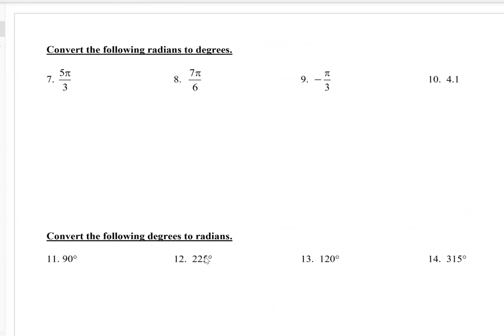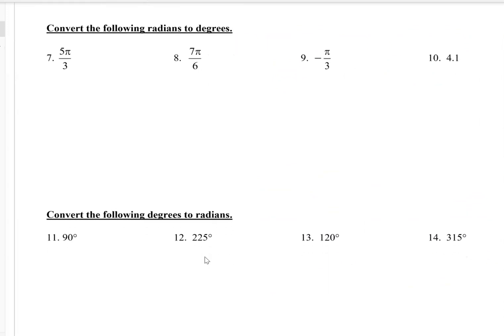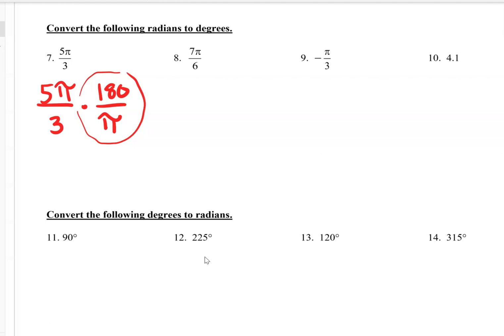Converting radians to degrees. 5 pi over 3. Again, for each of these, we have a choice. We can either do times 180 divided by pi, or 360 divided by 2 pi. This is usually the easiest. So we're going to cross out our pi's here. We'll have 5 times 180. 180 divided by 3 is 60. So 5 times 60, 300 degrees.